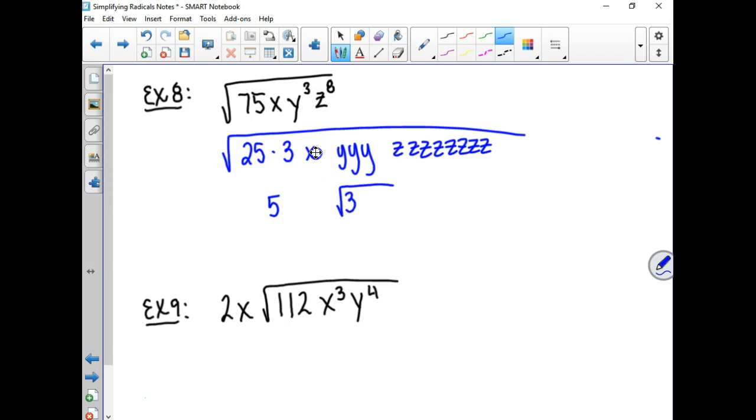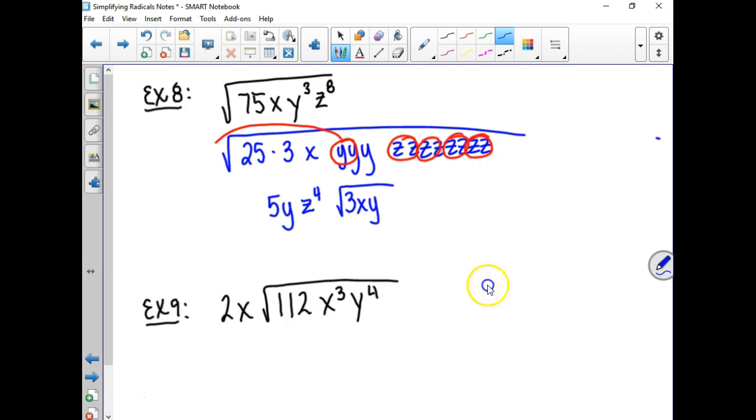I cannot take the square root of the 3, so it stays on the inside. This x does not have a partner. It does not matter that this extra y over here might could help him. They're in different gangs, so they will not help each other out. So this x is stuck. For the y's, I only have one pair that's going to try to make it out. So I will have one y on the outside. This extra y will be left on the inside. And the z's, I have 1, 2, 3, 4 pair that try to make it out. So I have z to the 4th on the outside of the square root. There are no z's left inside of the square root there. So this is how we would simplify this radical.